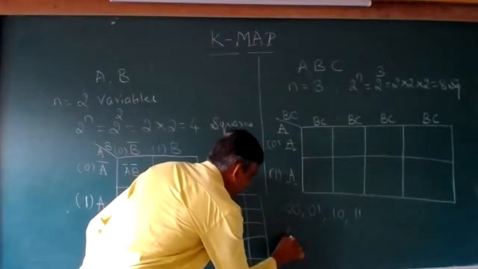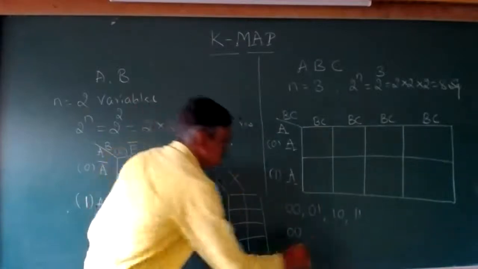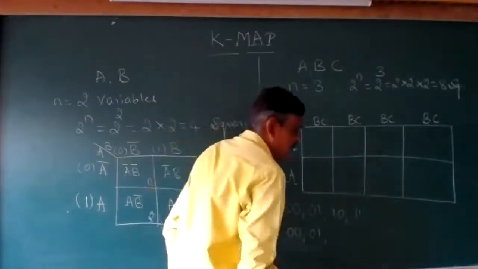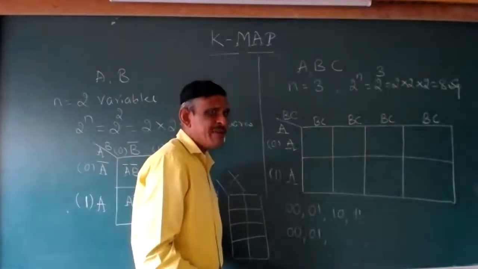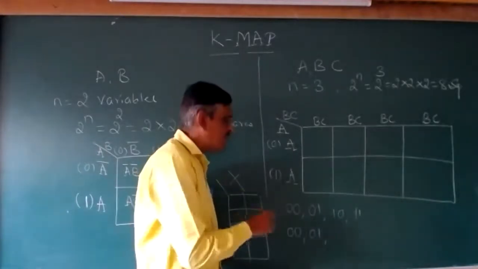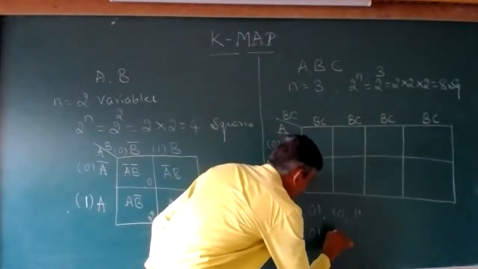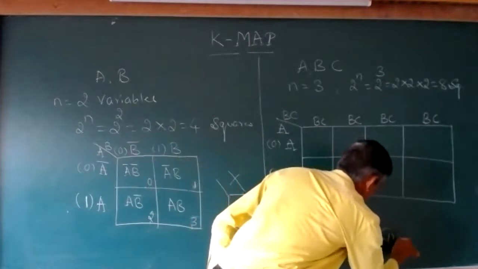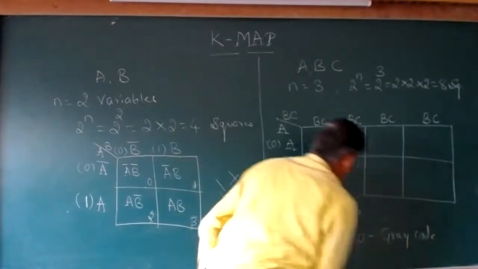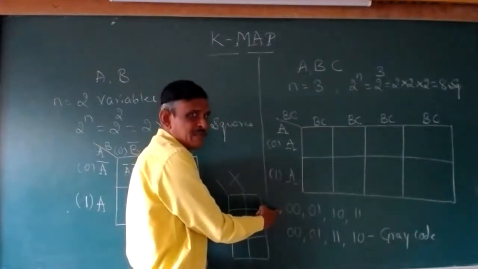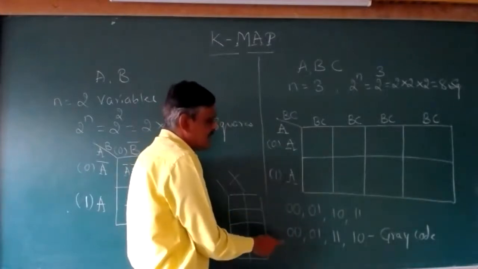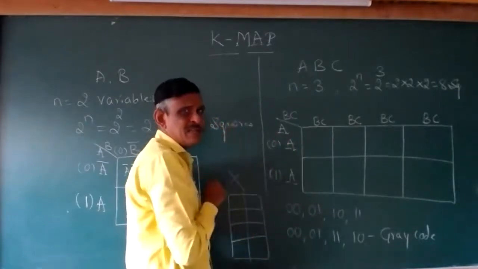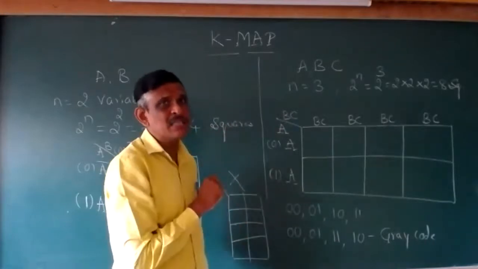That gray code is like this. You can write it: keep this 0 0 as it is. 0 1 also the same, but only the last 2 values are replaced. Each and every combination must differ from its neighbor. Based on that, he has given a gray code: 1 1, then 1 0. This is called gray code. The first one is normal binary numbers, but slightly changed and called gray code. By using gray code, we are going to represent the rows and columns which have 2 or 3 variables.